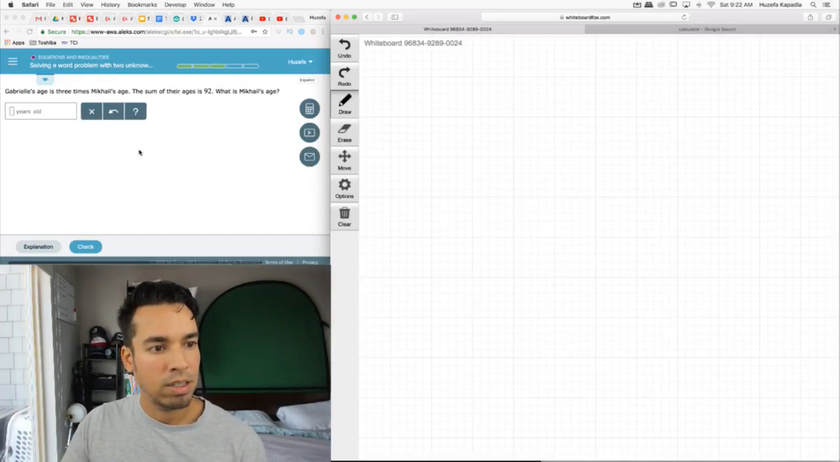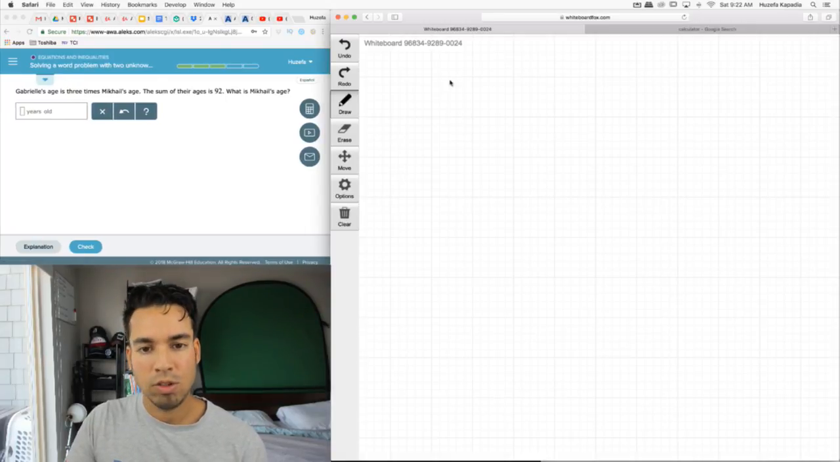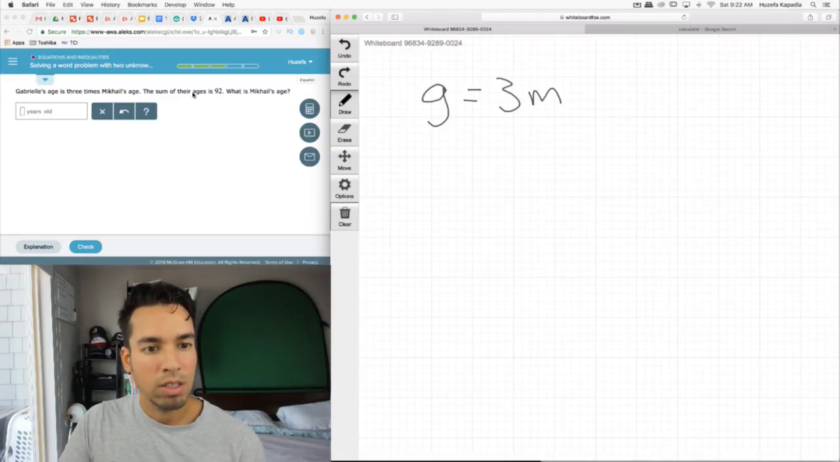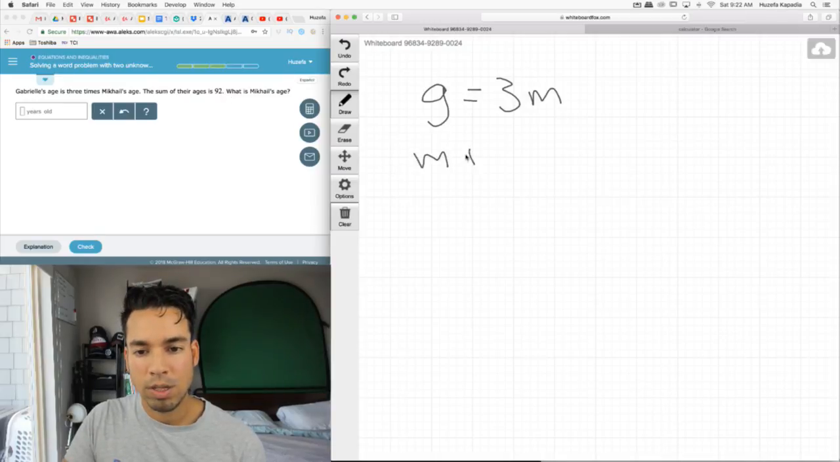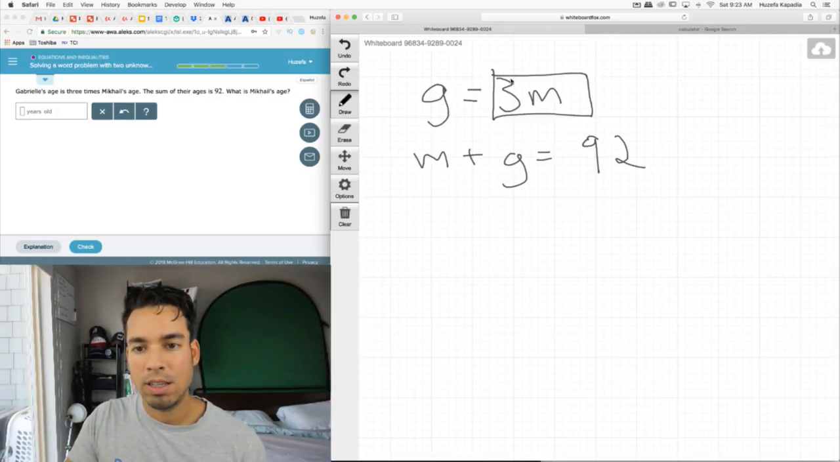Okay, last but not least, Gabriel's age is 3 times Mikhail's age. So first thing, Gabriel's age is 3 times Mikhail's age. That's my first equation. Very simple. The sum of their ages, meaning we add them together, is 92. What is Mikhail's age? We know that G equals 3M. I'm going to take this and replace it with the G down there.